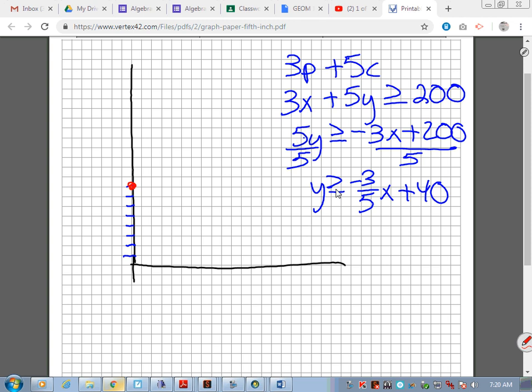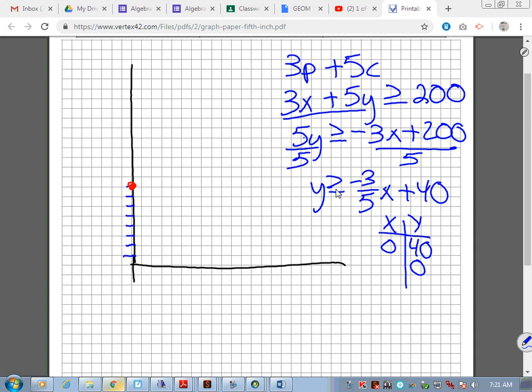I'm going down 3/5. If I want to make this a little bit simpler for myself, I can use x and y intercepts. Obviously where x equals 0, y would be 40. We can see that if we plug in 0 here. If I plug in 0 for y, I'm taking 200 divided by 3 in order to get my x-intercept.